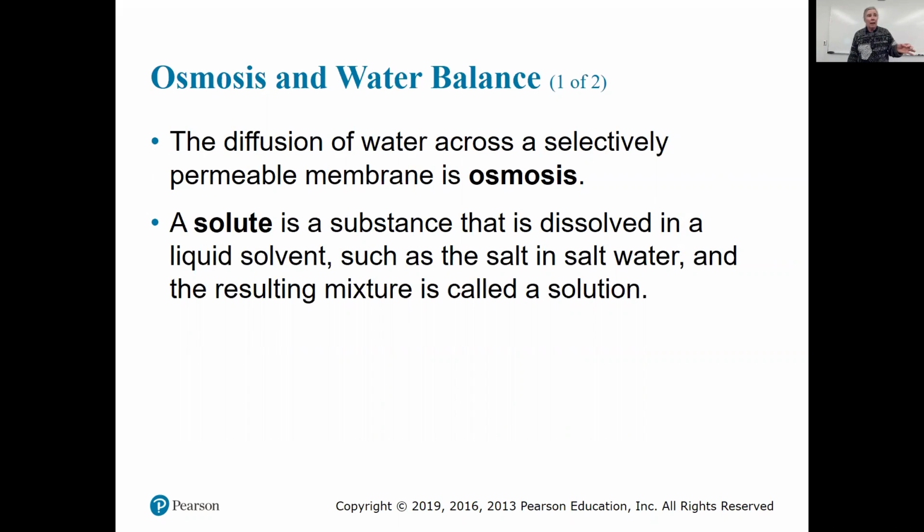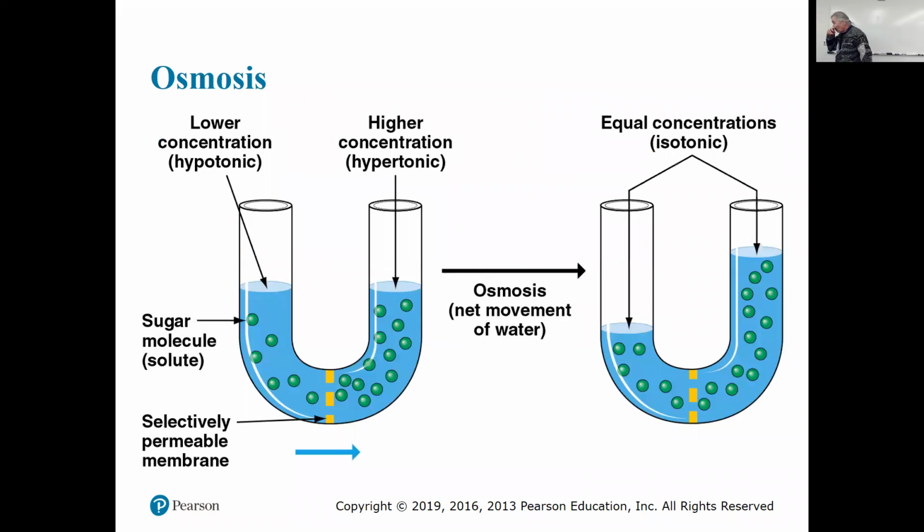Okay, we've been talking about the diffusion or facilitated diffusion of solutes. Well, what about the solvent, water? Does it diffuse? Well, it's a molecule and it has concentration gradients. Yeah, it diffuses all by itself, it's a form of passive transport, but it gets a special name if it's the diffusion of the solvent, and that's called osmosis, right? A solute is a substance that's dissolved in the solvent, and that's called a solution.